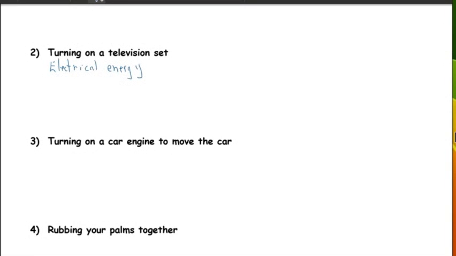And then when the TV turns on, it produces light, sound, and then heat. Eventually some heat comes out. So when the television is on, it produces light, so we have light energy. And at the same time it will be producing sound, so we have sound energy. So all these energies are produced simultaneously. And then if you keep the television on for some time, it will start producing heat. So we have heat energy.